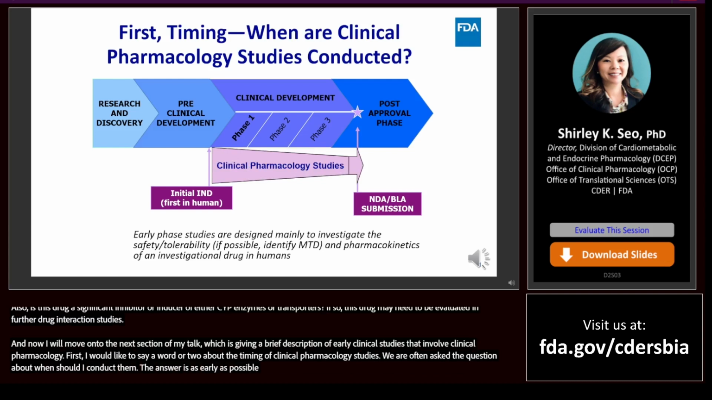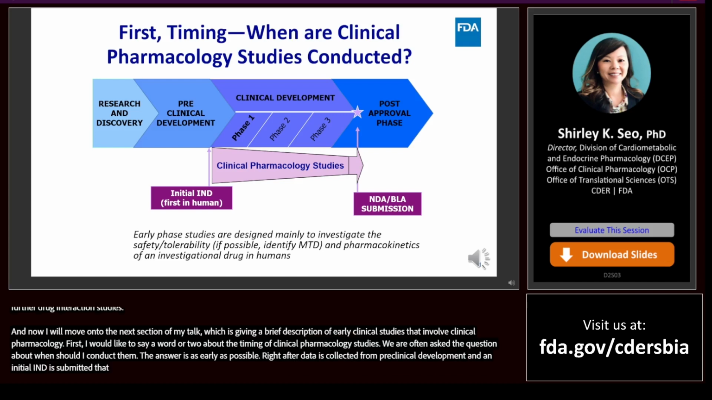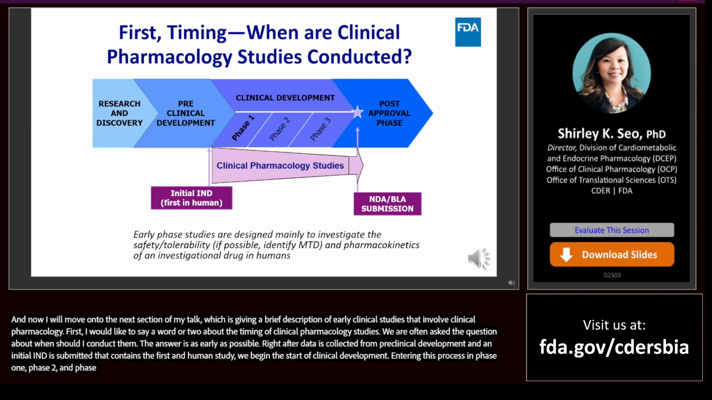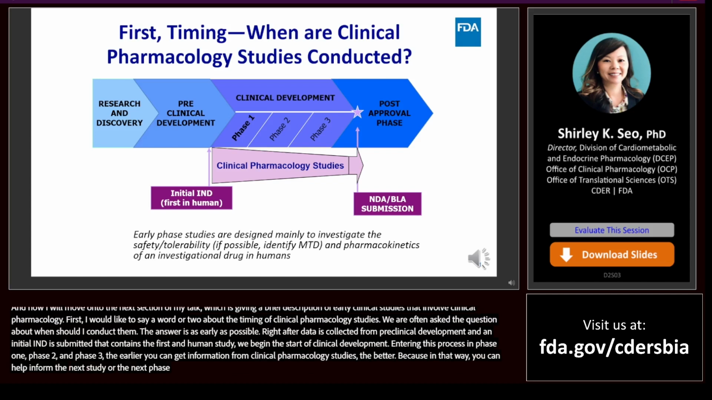Right after data is collected from preclinical development and an initial IND is submitted that contains the first-in-human study in the US, we begin the start of clinical development. And during this process in phase 1, phase 2, and phase 3, the earlier you can get information from clinical pharmacology studies, the better, because in that way you can help inform the next study or the next phase that comes through, and then that helps maximize the chances of success for your drug.